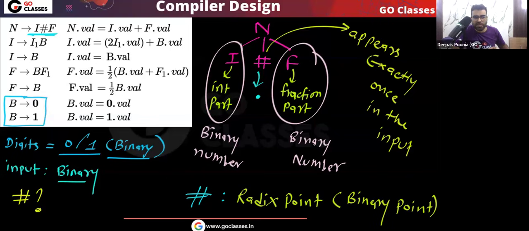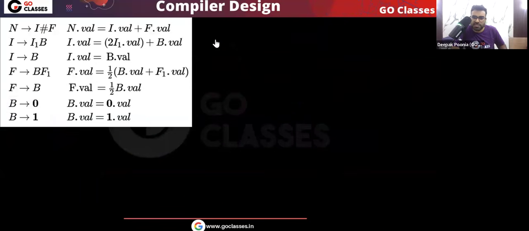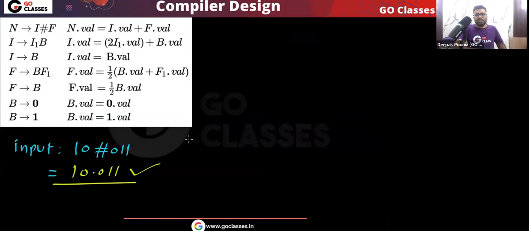Okay, is this clear? Are you getting what is happening here? I hope you understood that your input is basically integer part dot fraction part. For example, if you look at our input, that was 10 hash 011. That is basically the same as 10.011. Is this clear? This was your input, and everything is very simple here.